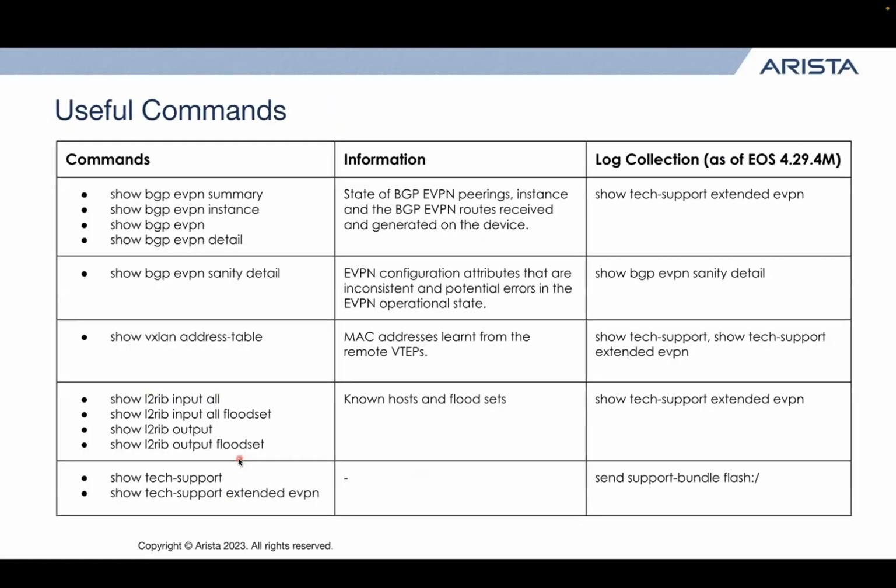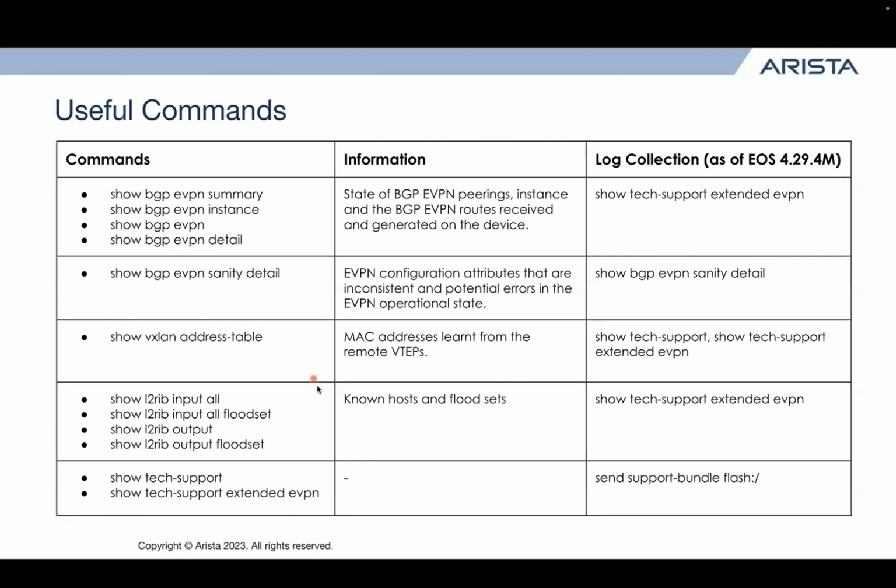With this, we'll talk about a few useful commands that we saw today in all the problem statements. We talked about the show BGP EVPN summary instance and detail command that tells us about the state of the BGP EVPN peerings and the routes that are received or generated on the device. A very helpful command that we have here is show BGP EVPN sanity detail that can quickly tell us about any warnings or configuration errors that can potentially fail the control plane or the data plane.